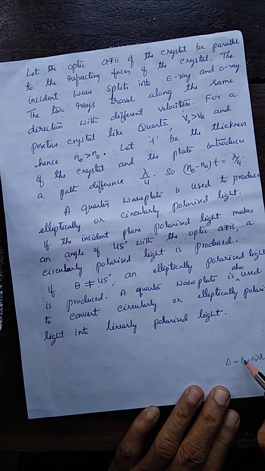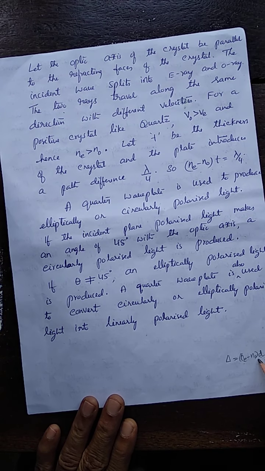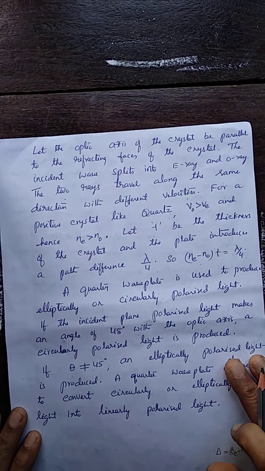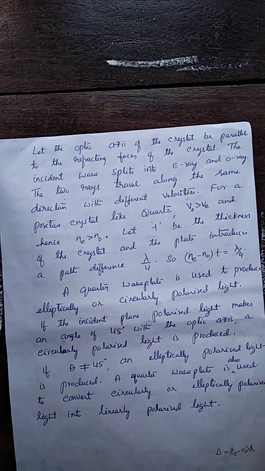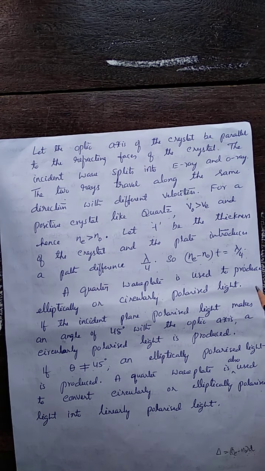There we took the symbol as D. Here it is taken as T. For a positive crystal, it is NE minus NO. For a negative crystal, NO minus NE. So the quarter wave plate introduces the path difference lambda by 4. And this quarter wave plate is used to produce elliptically polarized light as well as circularly polarized light.